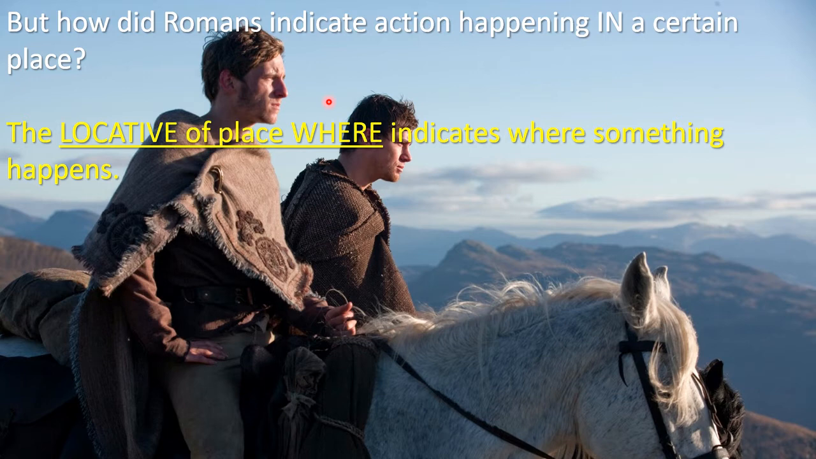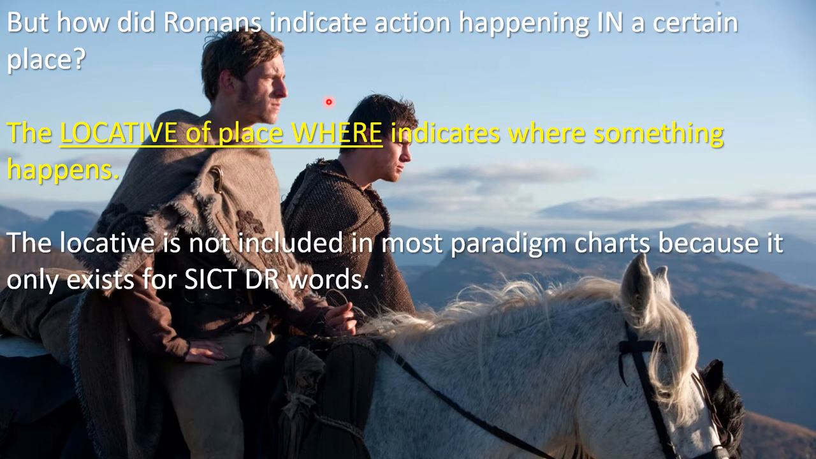What if something is happening in a specific place? This is where you learn something called the locative. It's kind of neat because so far, most every noun chart you filled in has been nominative, genitive, dative, accusative, ablative. There is a secret 6th case called the locative. Why do we not learn the locative for everything? Why is it not in all of the charts starting in chapter 1 when you learn the first declension? The reason is the locative only exists for the sict doctor words. It only exists for small islands, cities, towns, and the words domus and rus.